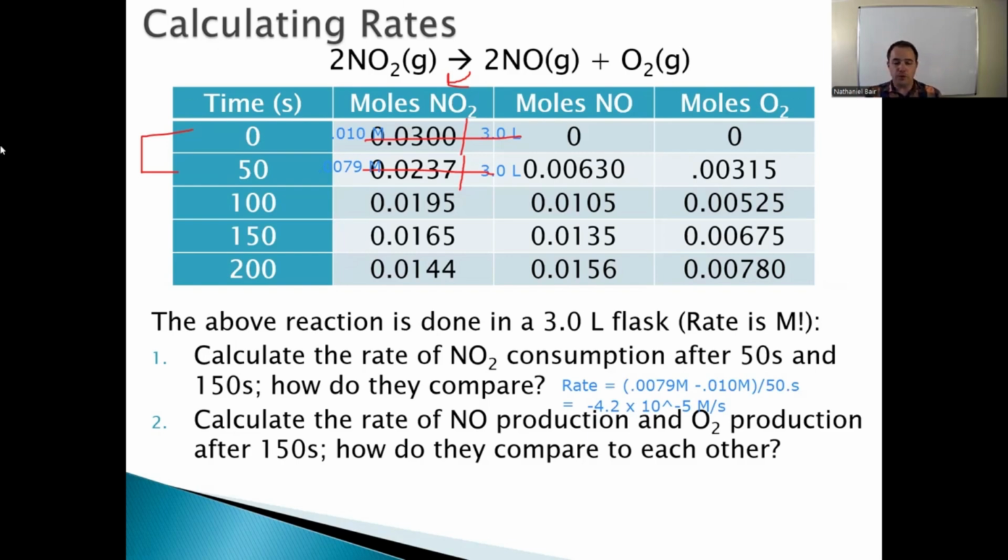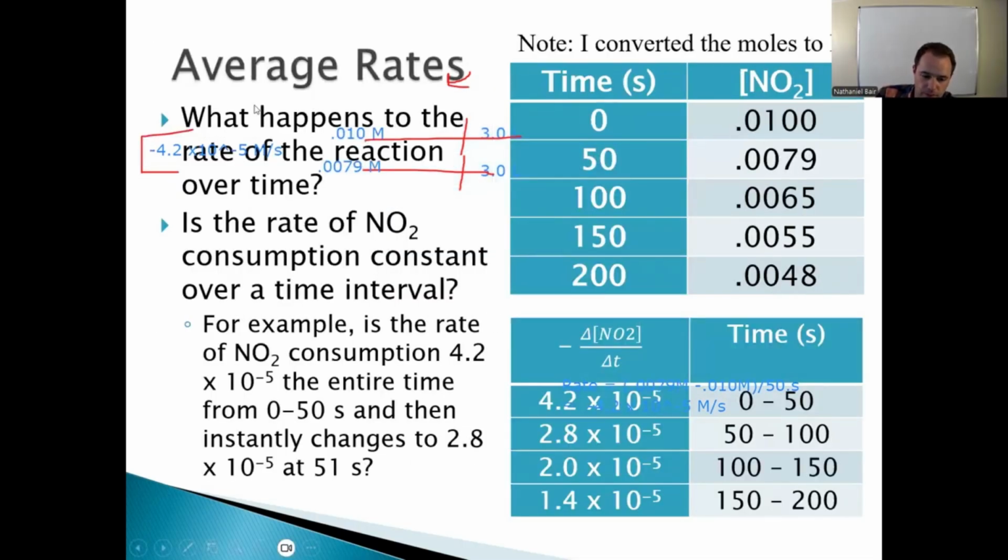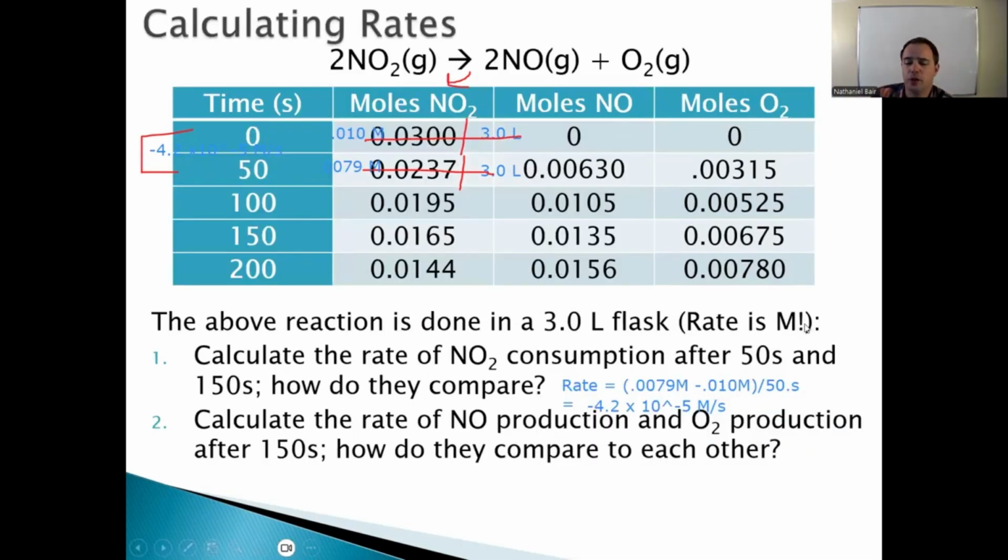So over the first 50 seconds, we can see how fast this reaction was going. Over the first 50 seconds, the NO2 was going down by 4.2 times 10 to the negative fifth molar per second. So that means on average, the amount of NO2 in that flask was going down by 4.2 times 10 to the negative fifth moles per liter every second. Okay, so that's what we were able to get.